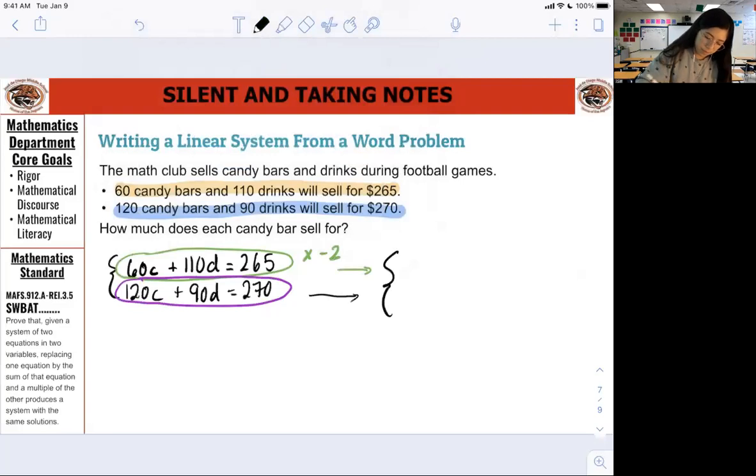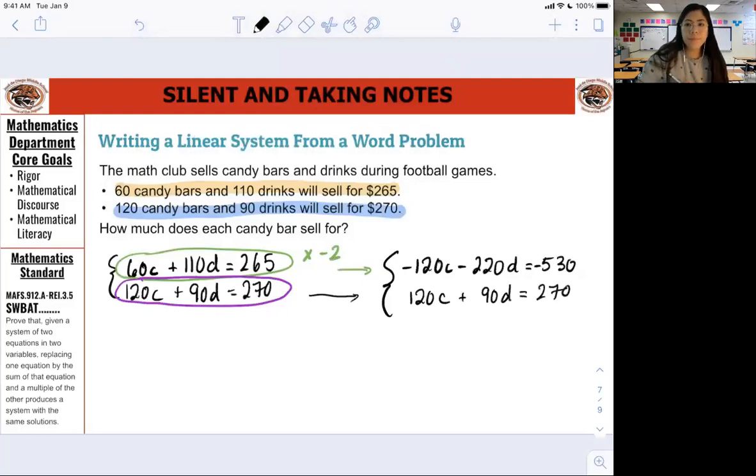Okay. Negative 120C minus 220D equals 265 times 2 is 530. Negative 530. Oh, you are so right. Thank you. Negative 530. And then positive 120C plus 90D equals 270. Questions on why I did that? Questions on any part of this so far? I want to make sure we finish strong.